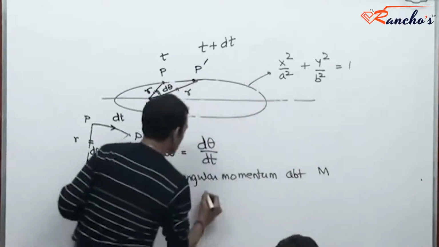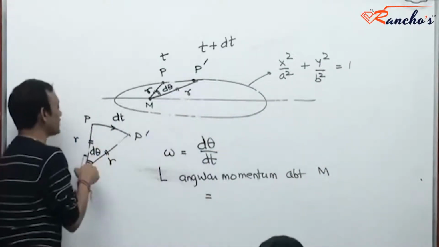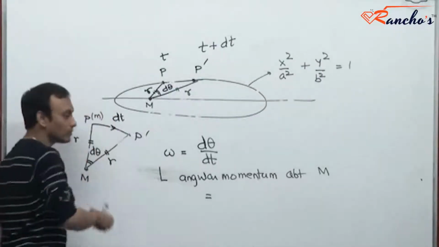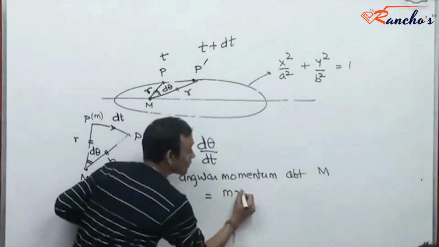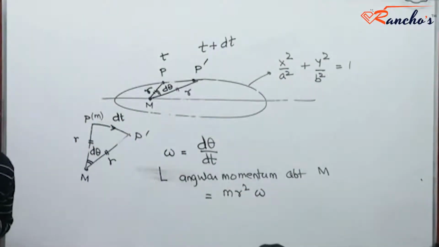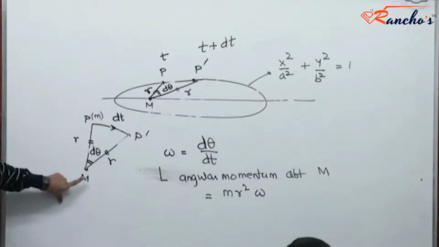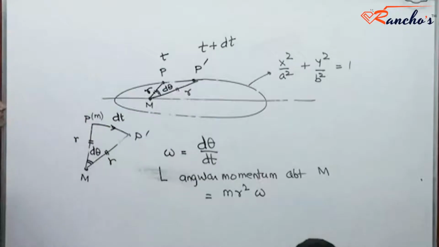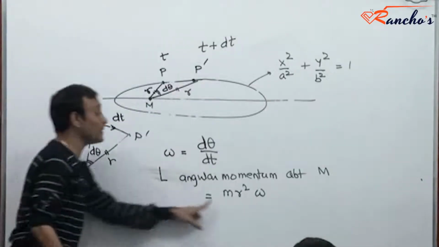Its angular momentum about m is going to be the moment of inertia about m, which is mr squared, into omega. Mr squared would be its moment of inertia about m, right? That's going to be angular momentum about m, I times omega. So this remains constant.